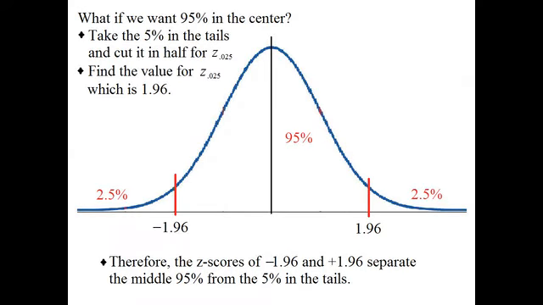What if we want 95% of the curve in the center? That gives us 2.5% in each tail. And when I use the inverse normal calculator function for 0.025, I get a negative 1.96. Because this curve is symmetric, the two z-scores that separate the center 95% are negative 1.96 and positive 1.96.